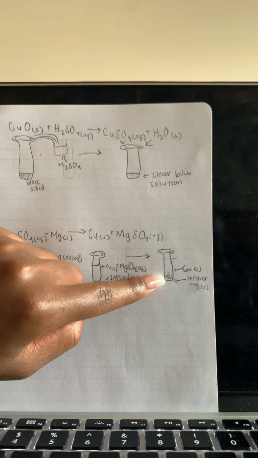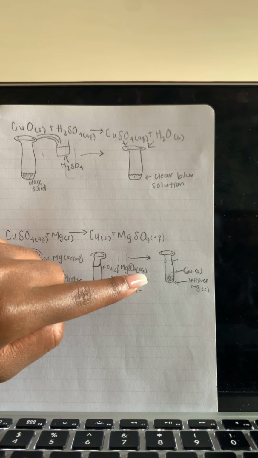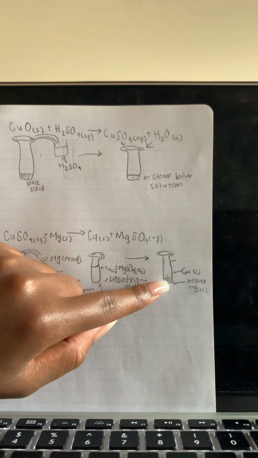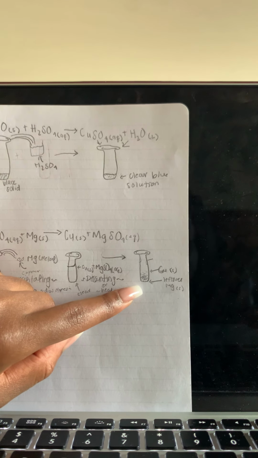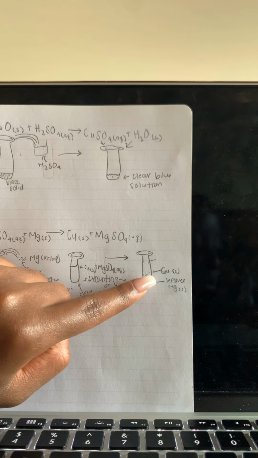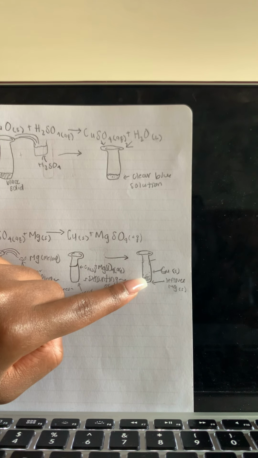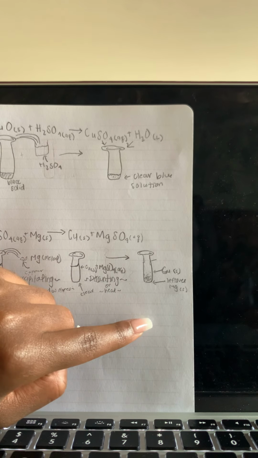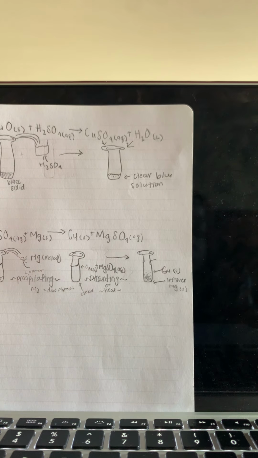At the end now, we have the copper solid left with a little bit of undissolved magnesium metal. So here at the last product, we have the copper, which is the solid, and then leftover magnesium from after we decanted the last solution.